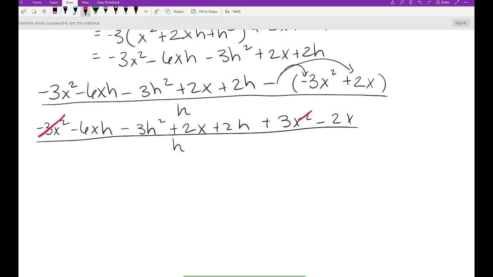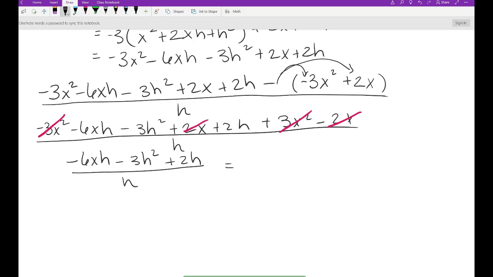X squared. Anything else? 2x. Great. Look, it's getting smaller, see? All right. Negative 6xh minus 3h squared plus 2h, all divisible by h. Anything else I can do? Anything I can simplify? You can factor out the h.